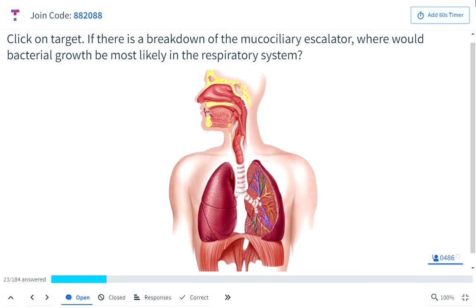Another way of thinking of this is, where's the lowest point in the respiratory system? Where would mucus be the most likely to pool or accumulate first in our respiratory system? The lungs are not equally spaced in terms of elevation. One's a little higher than the other one.